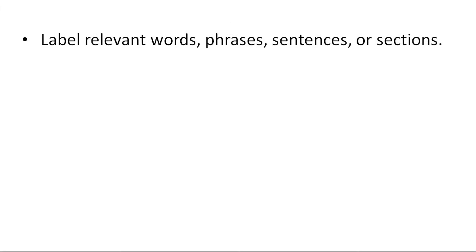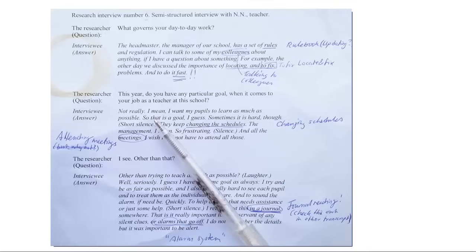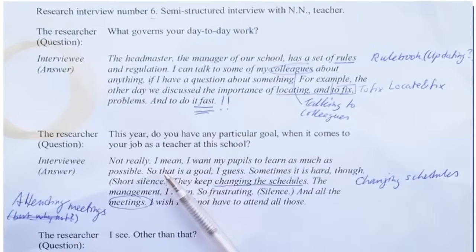Step 2, start labeling relevant pieces, such as words, phrases, sentences, or sections in the transcripts. And these labels can be about actions, it could be about activities, or whatever you think is relevant. And this process is called coding, or sometimes it's referred to as indexing. Here's an example of an interview transcript that has been coded.